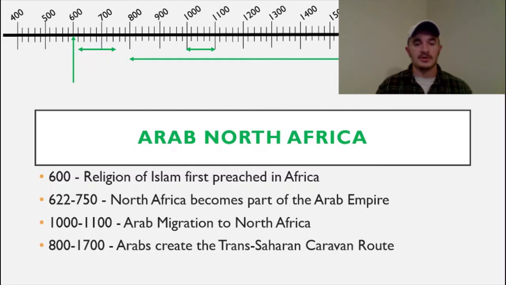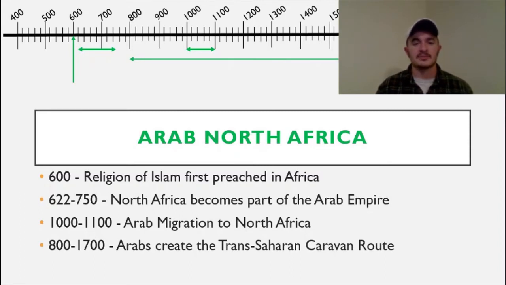AD, so 1000 to 1100, that 100 years, we see a massive migration of people from the Arab Empire to North Africa, and they would stay permanently, and they would be known as the people in North Africa. We would see that this group of people would take over the cultural identity of the North Africans.